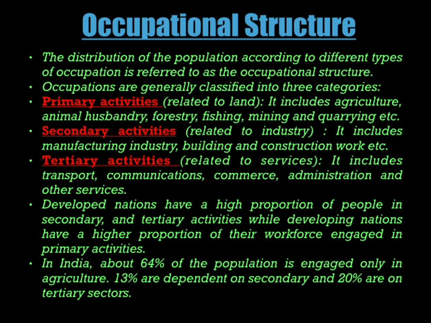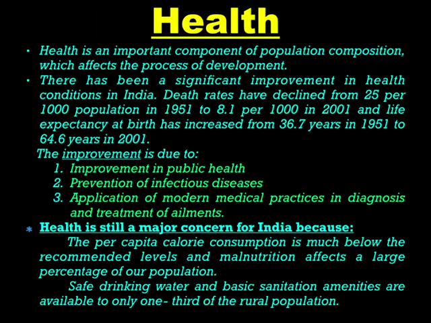In India, about 64% of the population is engaged only in agriculture, according to the census of 2001. 13% are dependent on the secondary, while 20% are on the tertiary sectors. Next topic is health. Health is an important component of population composition, which affects the process of development. There has been a significant improvement in health conditions in India.